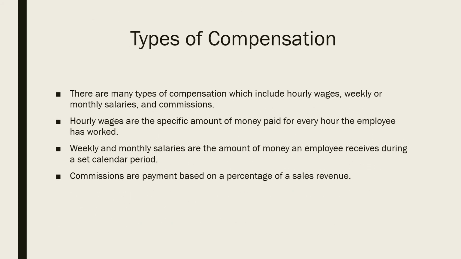There are many types of compensation, which include hourly wages, weekly or monthly salaries, and commissions. Hourly wages are a specific amount of money paid for every hour the employee has worked. Weekly and monthly salaries are the amount of money an employee receives during a set calendar period. Commissions are payment based on a percentage of sales revenue.